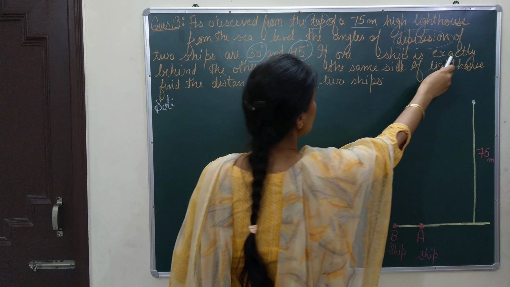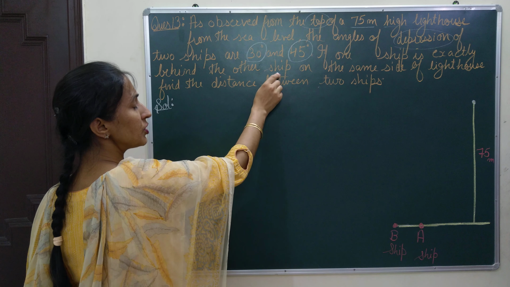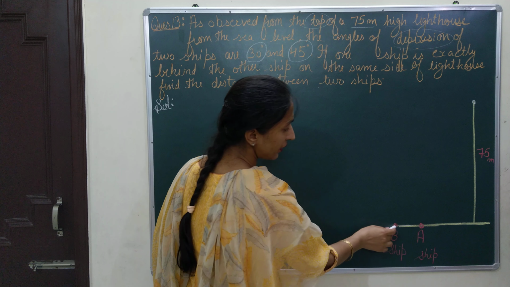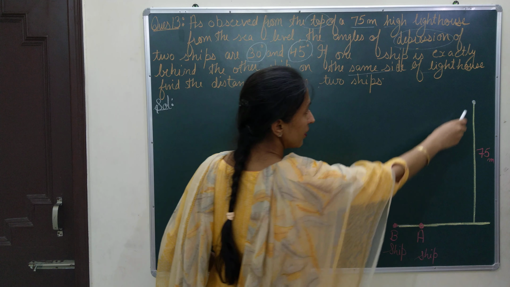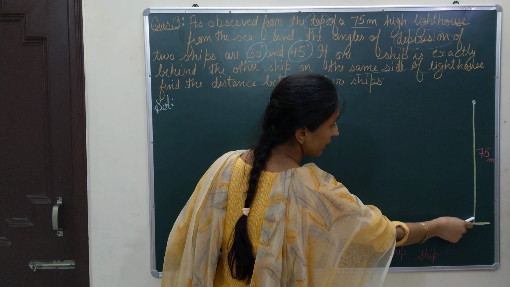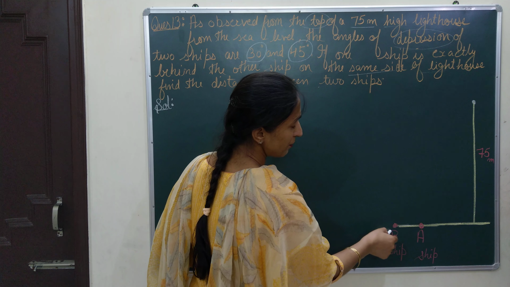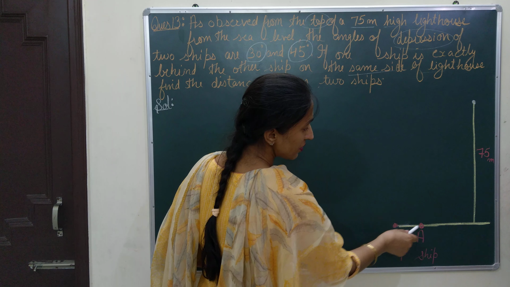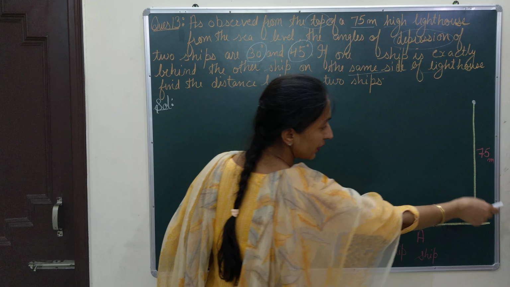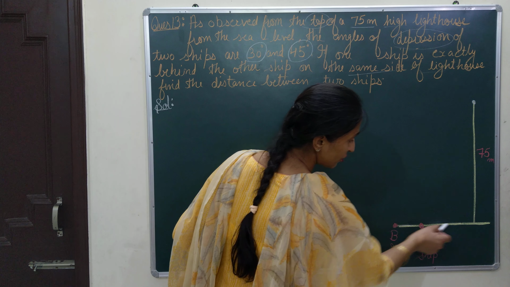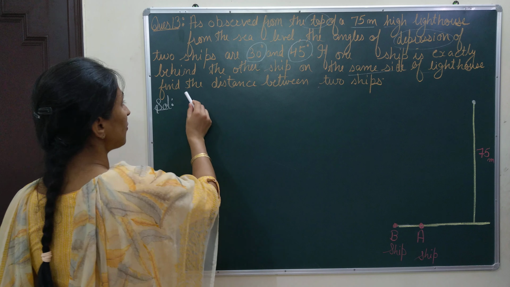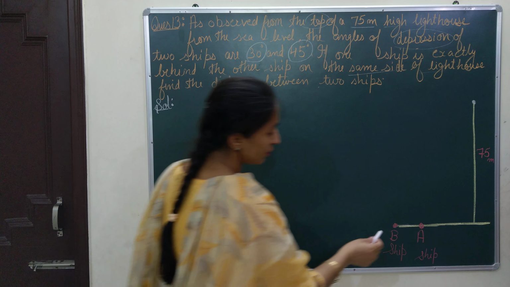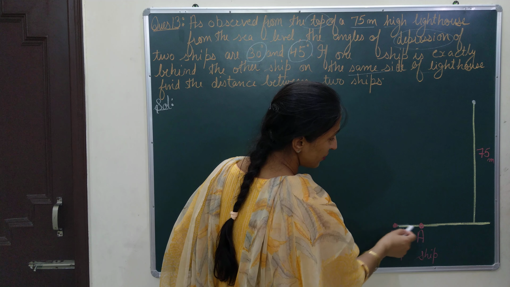One ship is exactly behind the other on the same side of the lighthouse. If the lighthouse is here, then both ships are on the same side. That means one ship is here and the other cannot be on the other side. Both ships have to be on the same side of the lighthouse. Find the distance between the two ships.